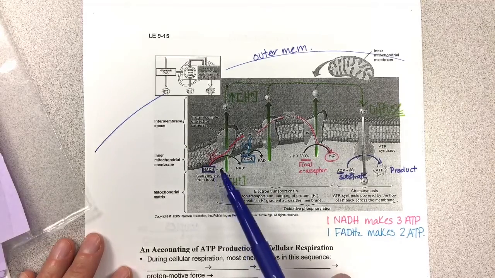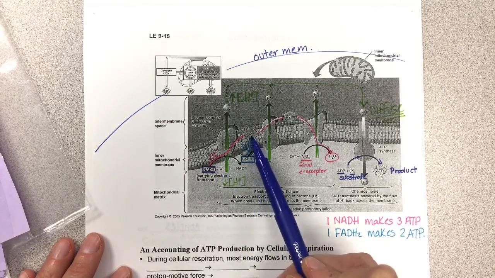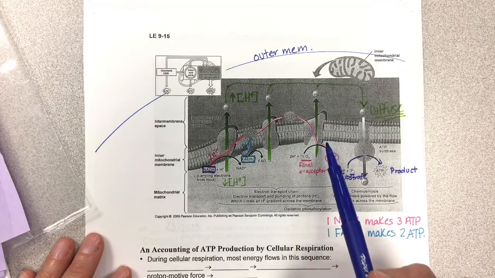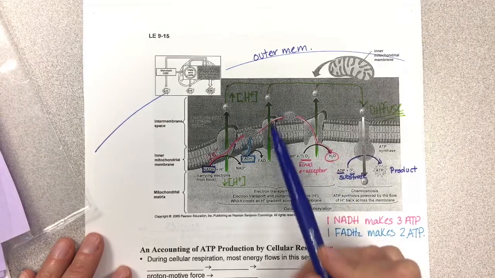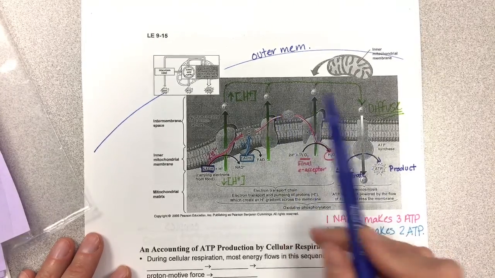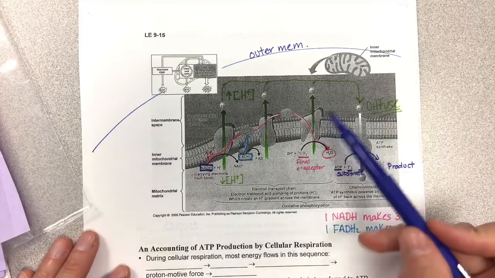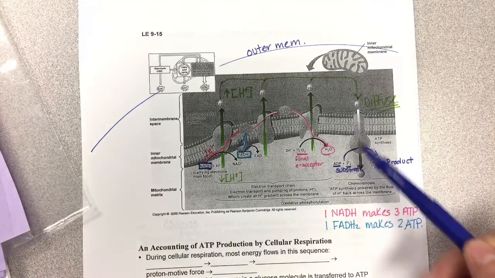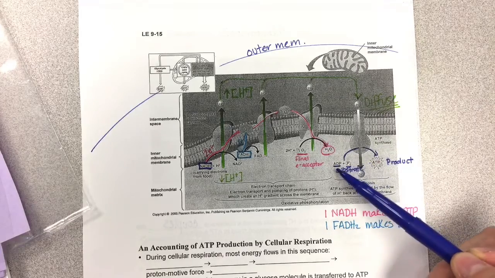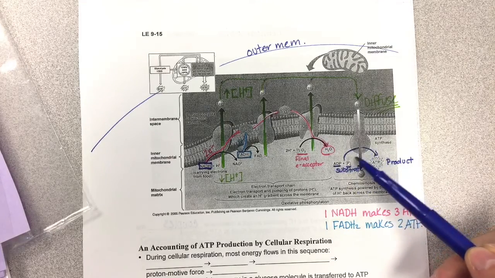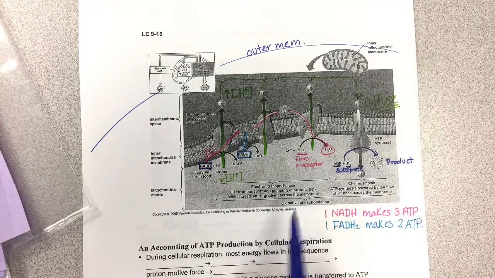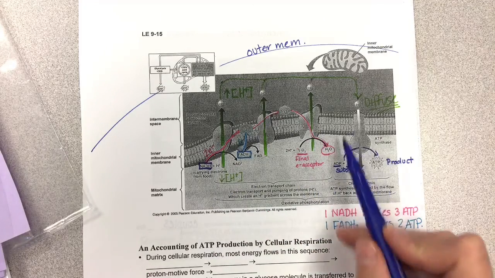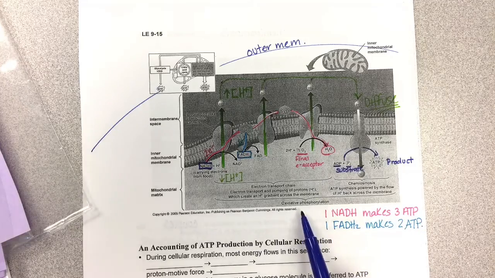And then for FADH2, it drops off here and only goes through these two protein complexes before it meets oxygen and forms water, and only 2 H+ are pumped, so 2 ATPs are made. As the H+ diffuse back in, it changes the shape of the ATP synthase, allowing ADP and your phosphate to bind, which are your substrates, and you get your product ATP, and we make many of that. And so oxidative phosphorylation, see the brackets here, electron transport chain and chemiosmosis together make oxidative phosphorylation.